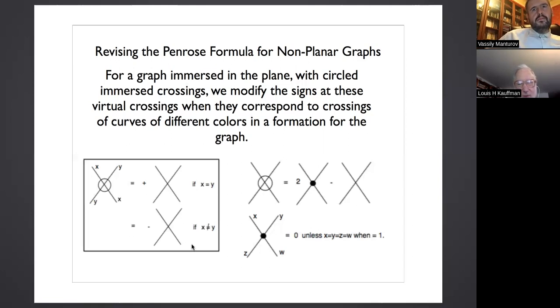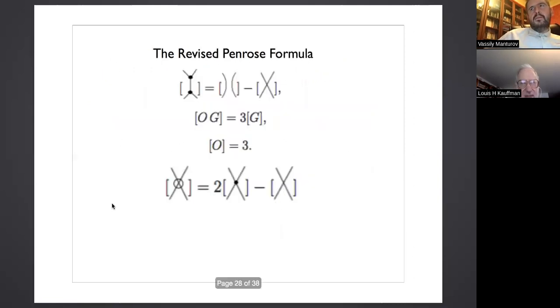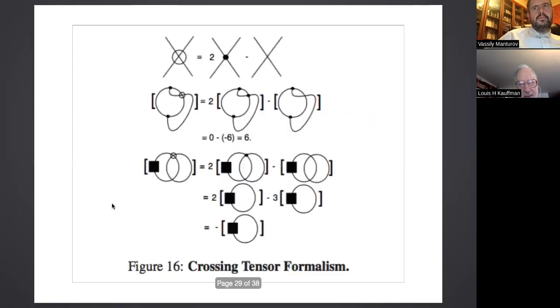You can also write it as the difference between another tensor and an ordinary crossover, which is always 1, by saying that this will be 0 unless they're all equal. That's just a nicety for calculation, but you add a new tensor, and having added the new tensor in this way, you get a generalized Penrose formula that will count colorings of any graph. And then you can go ahead and use it.